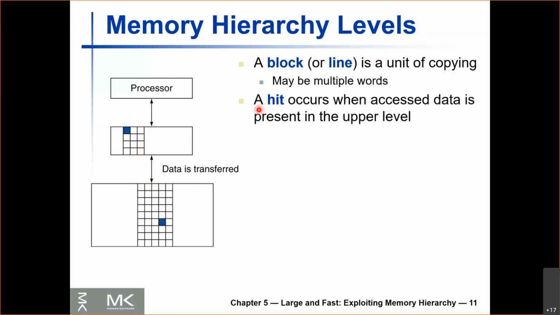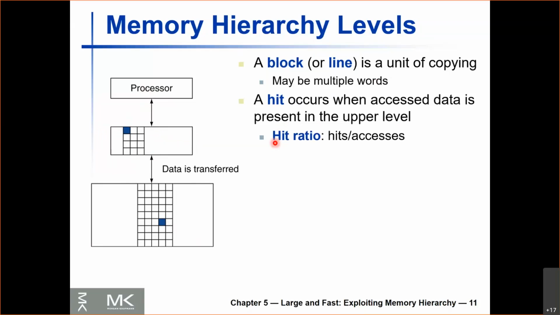We say that a hit occurs when the accessed data is present in the level that we care about. So for example, if the processor tries to access data and it finds it in this level of the hierarchy, and we have a cache over here, then we say we have a cache hit. Okay, because it found it. If it doesn't find it over here, that means we don't have a hit. We have something called a miss, and we'll talk about a miss.